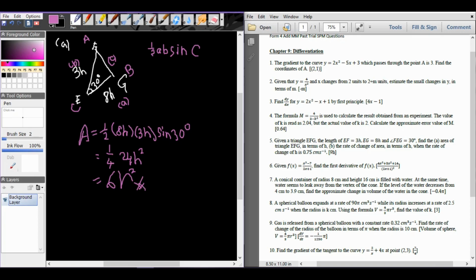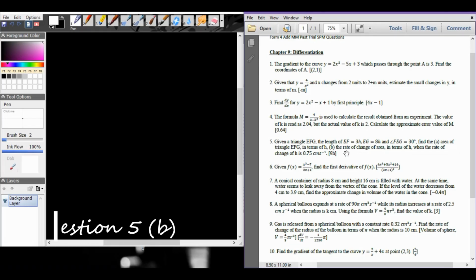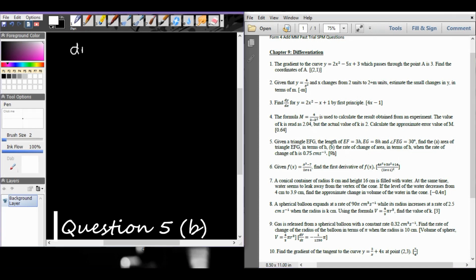This is for part A. Okay, for part B, the rate of change of area in terms of H. The rate of change of area means dA/dt. Let's say the area is capital letter A. Then the rate of change means d over dt. Okay, differentiate in terms of t, time.